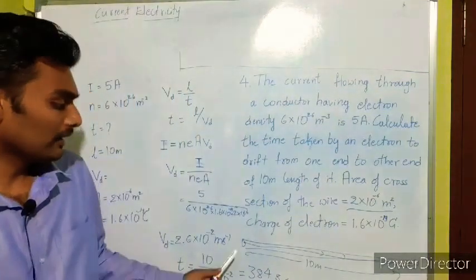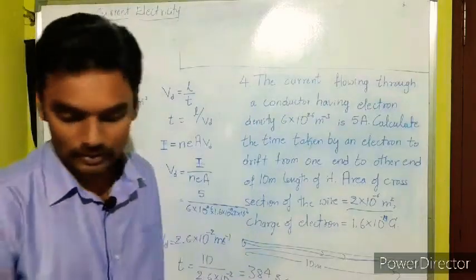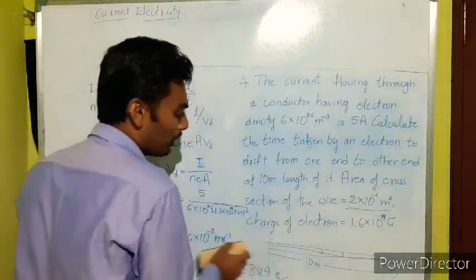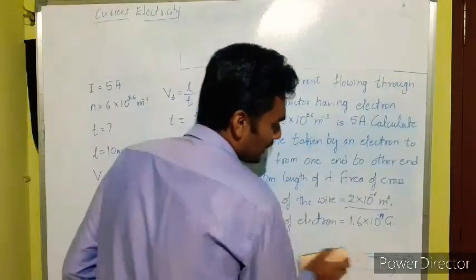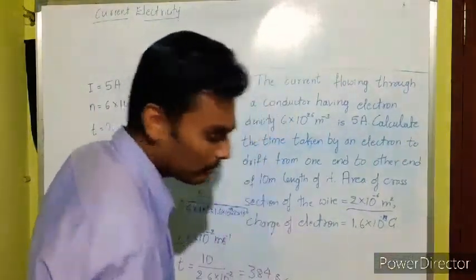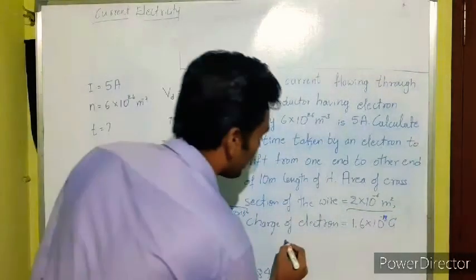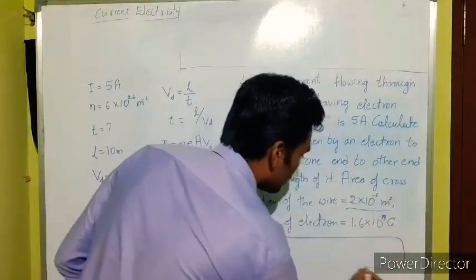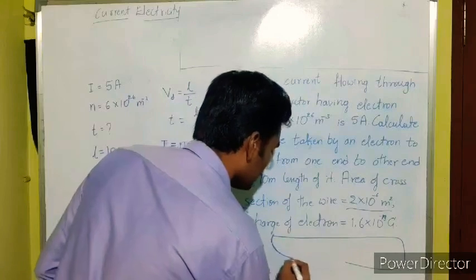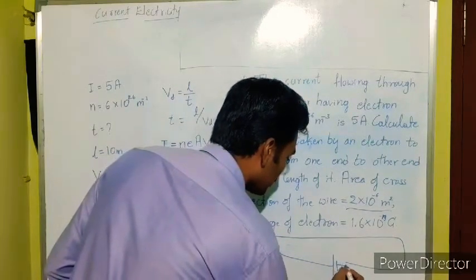In fact, this is not how the conductor looks. If you need to visualize it properly, this is how the conductor will be looking like. It will be a small wire connected to the battery, like this.